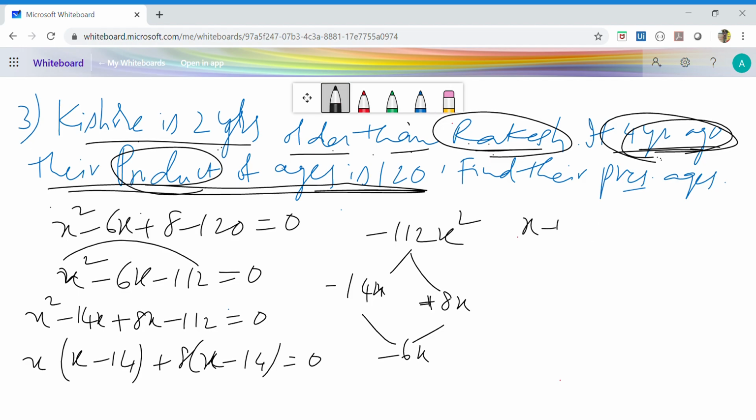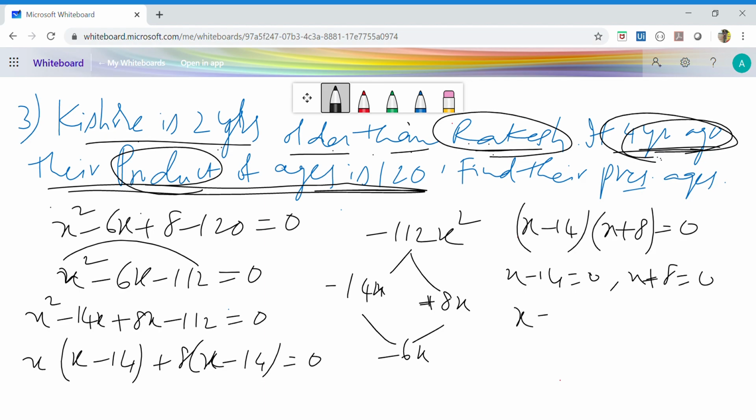So (x minus 14)(x plus 8) is equal to 0. The product of two numbers is 0, so each number is equal to 0. If AB is equal to 0, then A is equal to 0 or B is equal to 0. So x minus 14 is equal to 0, or else x plus 8 is equal to 0. X is equal to 14 or x is equal to minus 8. Ages should not be negative, so the possible answer is 14.